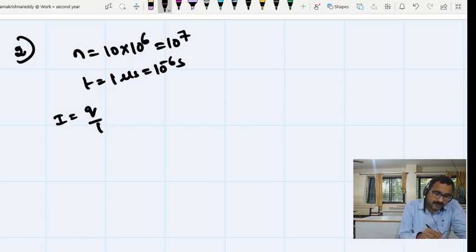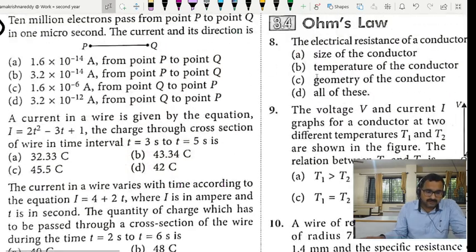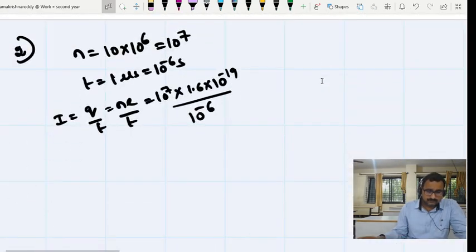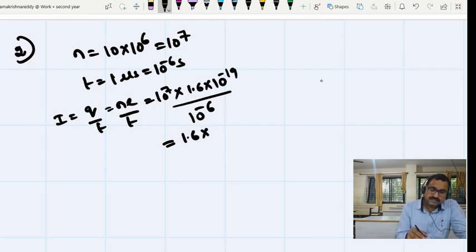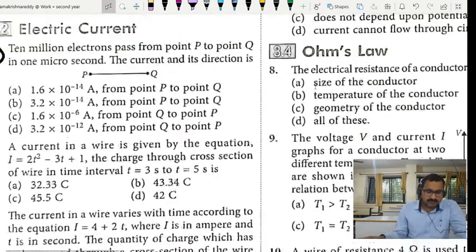The magnitude of current I is equal to Q by t, that is n e by t. So 10 power 7 into 1.6 into 10 power minus 19 divided by 10 power minus 6. The 10 power minus 6 will come to the numerator, otherwise it cancels. That gives 10 power minus 13 plus 7, that is minus 6. The unit of current is ampere, so we got 1.6 into 10 power minus 6 ampere.